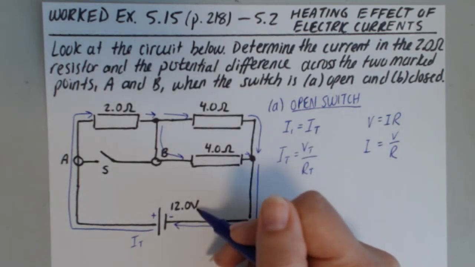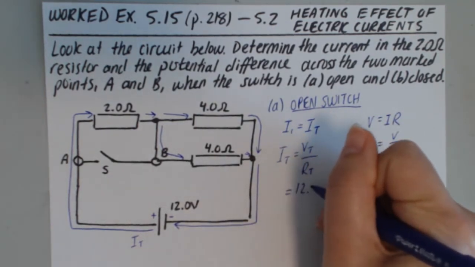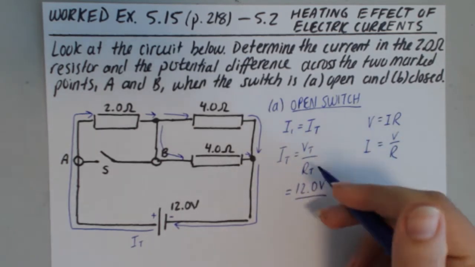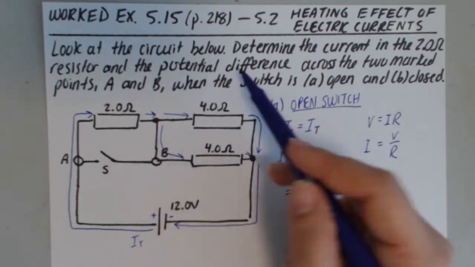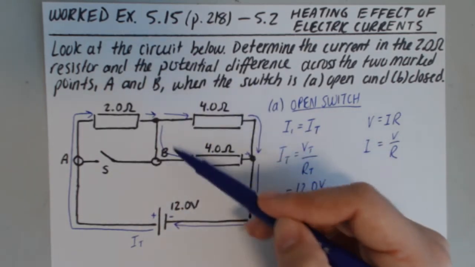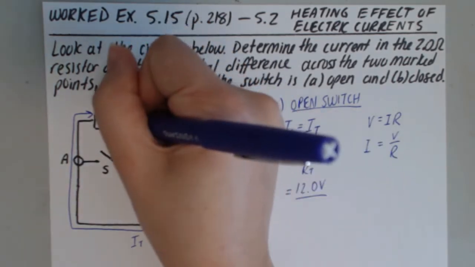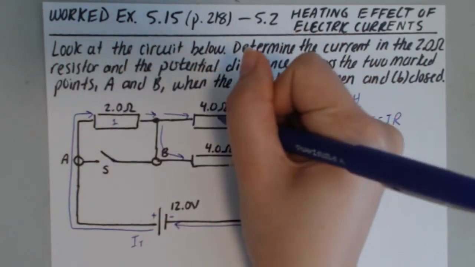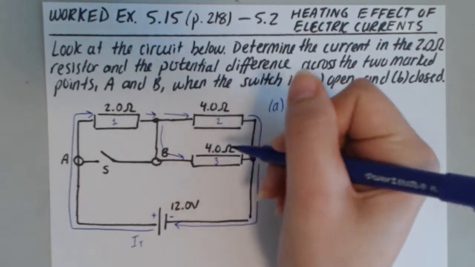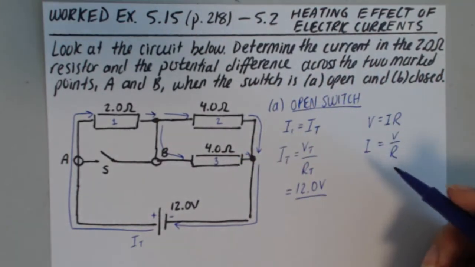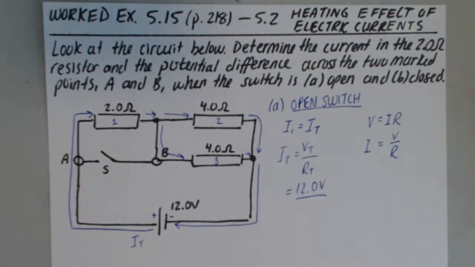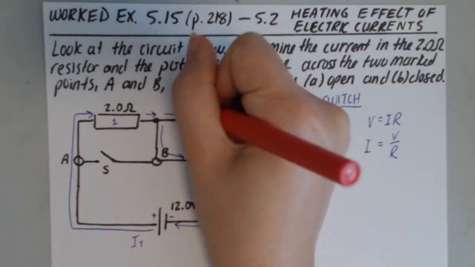Now your total voltage is 12 volts. And your total resistance, that's something we're going to have to work out, right? Looking at this, I've got these two resistors here in parallel. So why don't we call this resistor 1, this one will be 2, and this one will be 3. I always want to number them. So I'm going to merge resistors 2 and 3, and I'm going to make them into a single equivalent resistor.